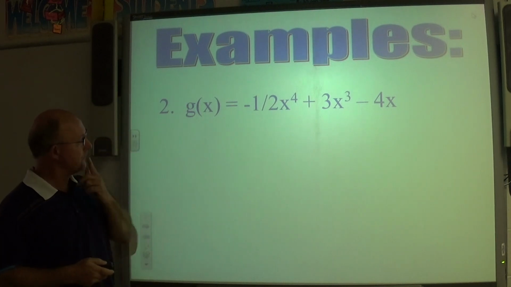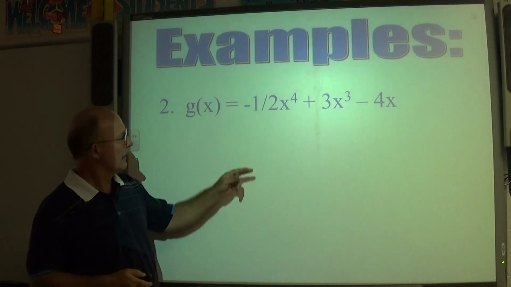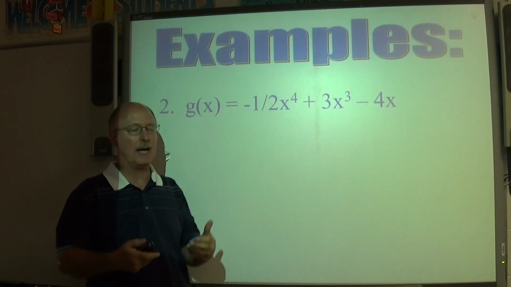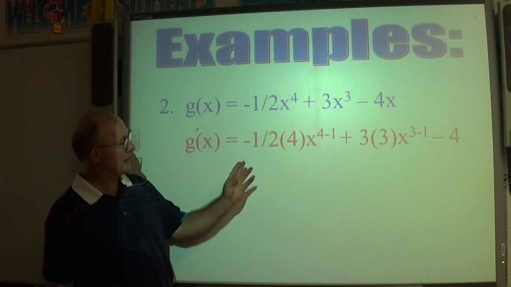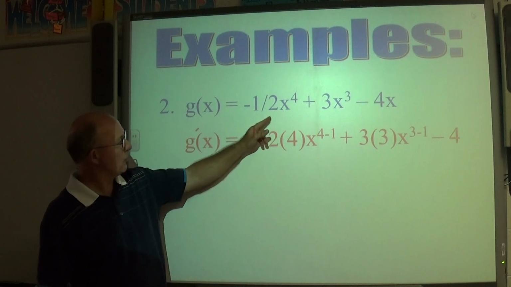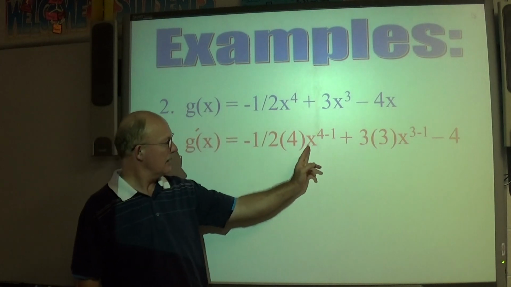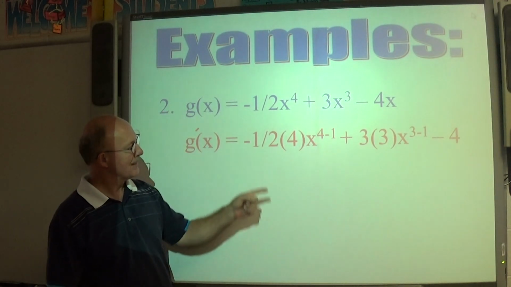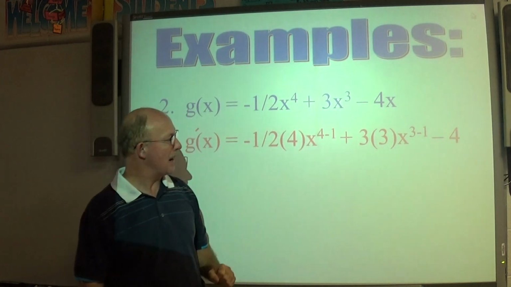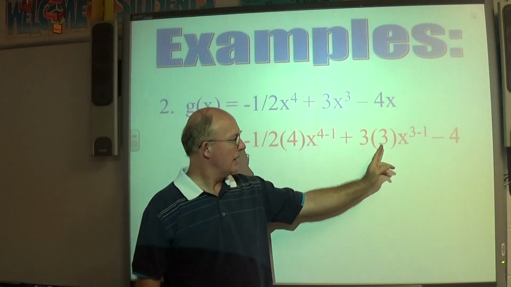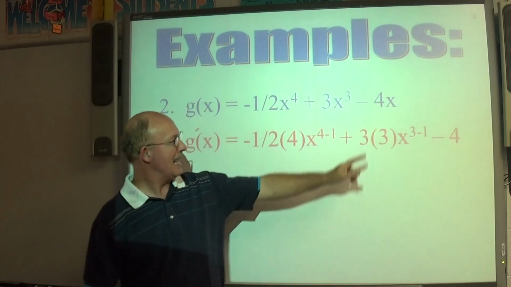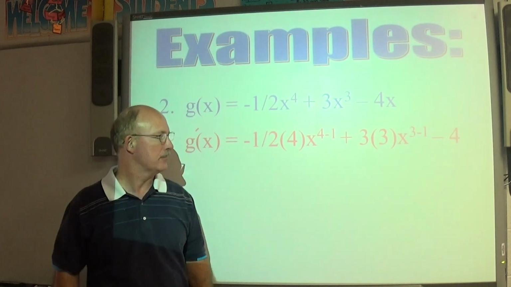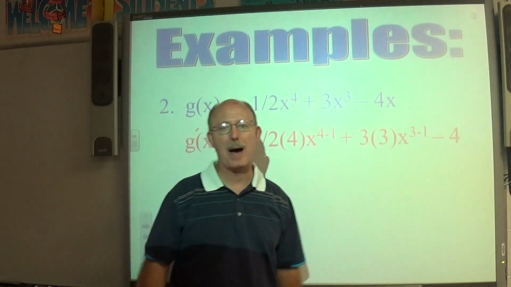Now, as you find your derivative, you take the derivative of the first term. You're going to multiply 4 times negative 1/2 and then subtract 1 from your exponent to get the new exponent in your derivative. So as you take the derivative of each term, this will be negative 1/2 times 4 times x to the 4 minus 1 power. That's going to give you the derivative of the first term. Now, as you take the derivative of 3x to the 3rd power, this will be 3 times 3 times x to the 3 minus 1 power. And the derivative of 4x, if you have just an x expression, you drop the x. So the derivative of minus 4x is just minus 4.